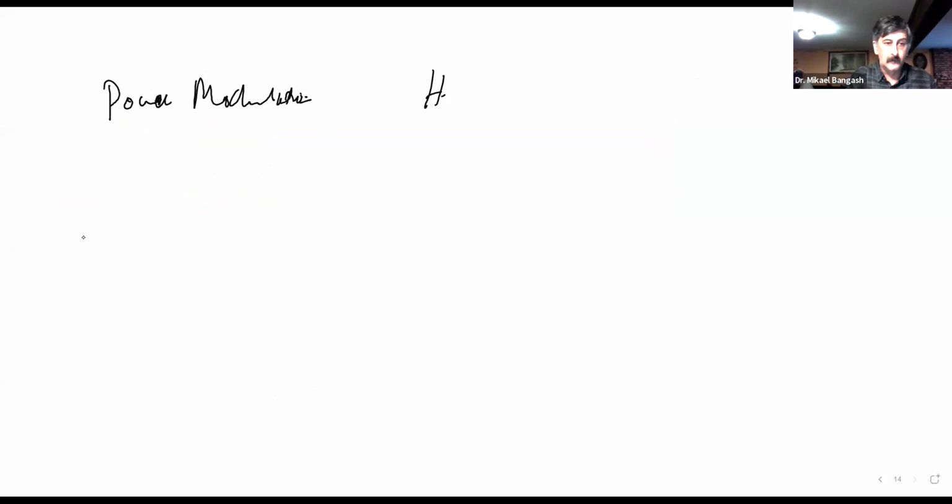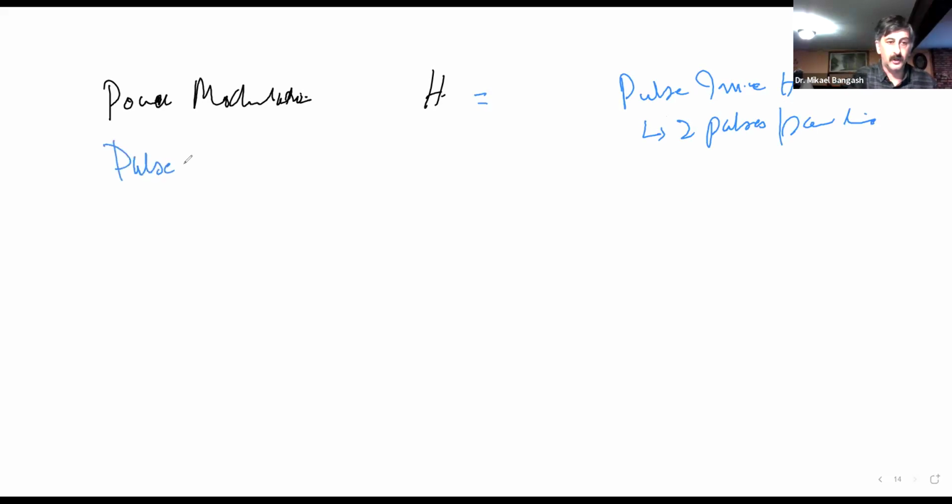Now what is similar between this and pulse inversion harmonics is that this one here used 2 pulses per scan line. And that's what we also have in power harmonics. So that's also going to use 2 pulses.